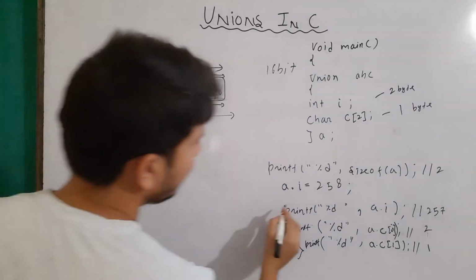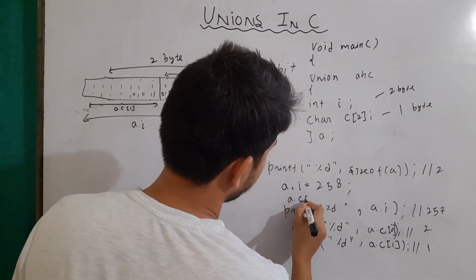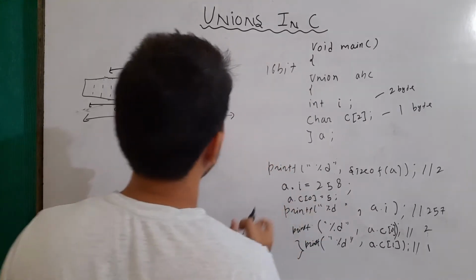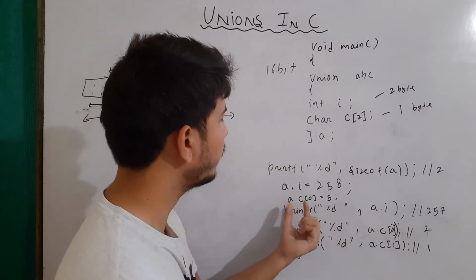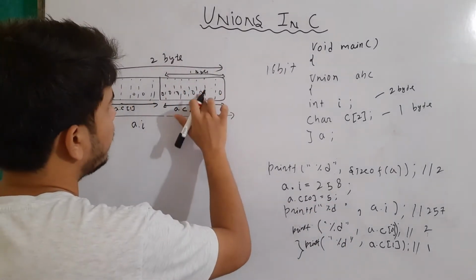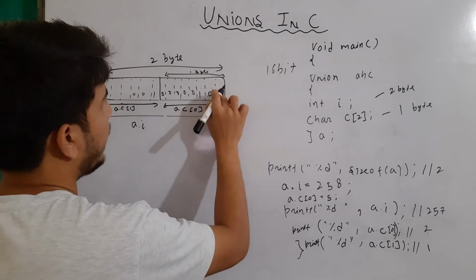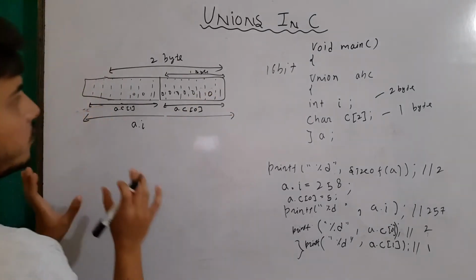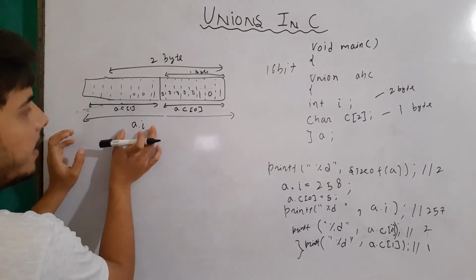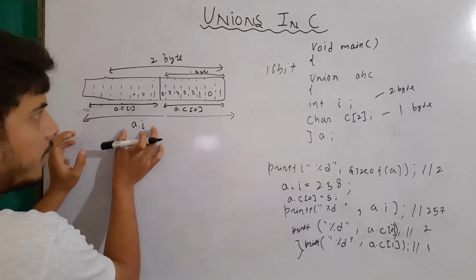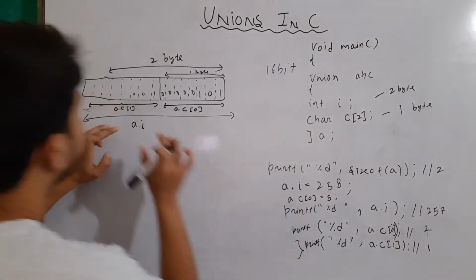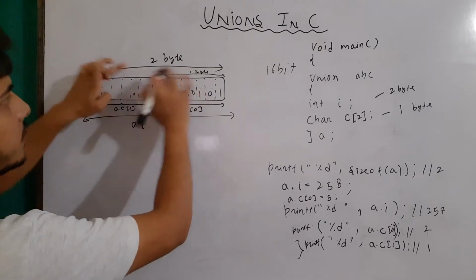Now let's say I write here a.c[0] equals, let's say, 5, right? What it means is that the byte of a.c[0] will be equal to 5. Now the binary equivalent of 5 will be 1 0 and 1. If you see here, changing a.c[0] will also change the value of a.i. So now if I do printf of %d a.i, it will give me the decimal equivalent of the entire 2 bytes.